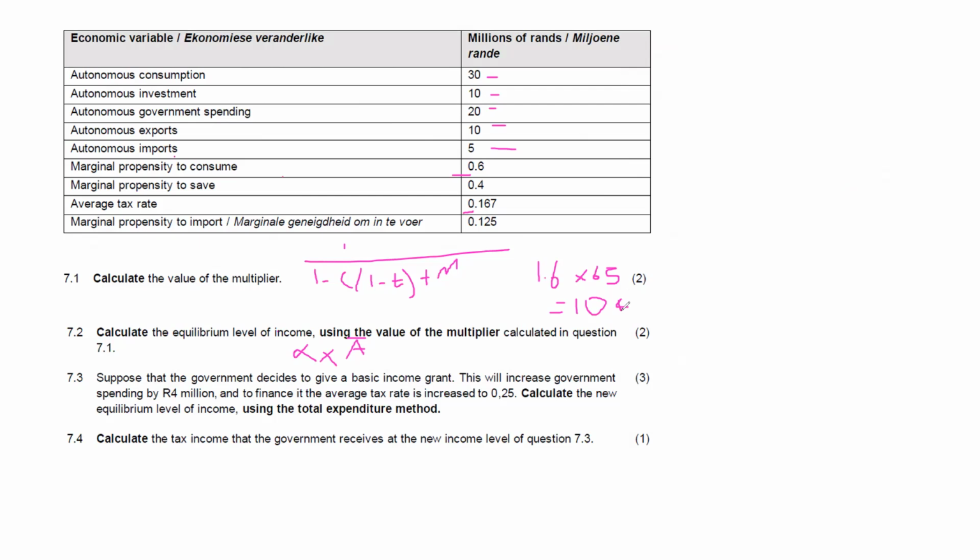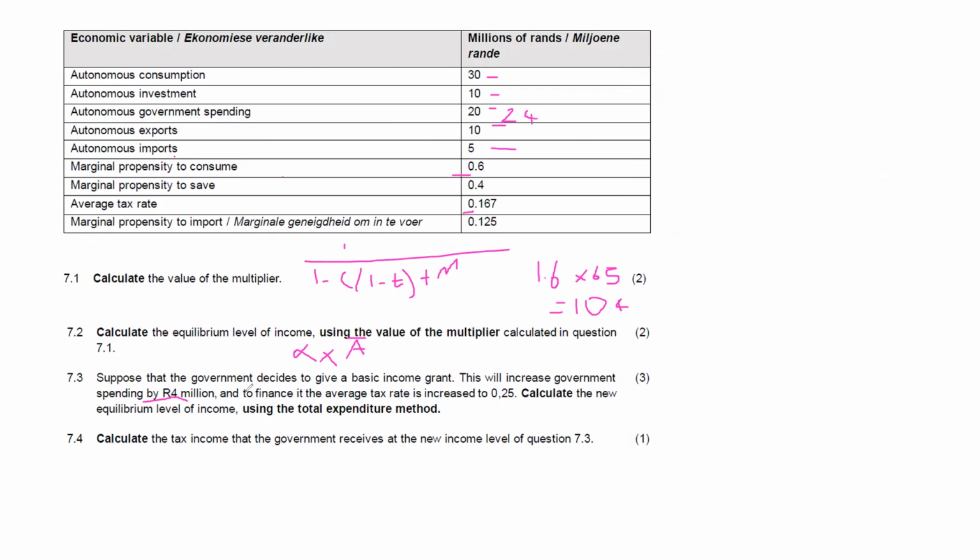They're saying that suppose the government decides to give a basic income grant. This will increase government expenditure by 4 million. So it's going to increase by 4 million, right? They didn't say to 24, they said by. So from the government expenditure we have here, we're going to add 4, which makes it 24.